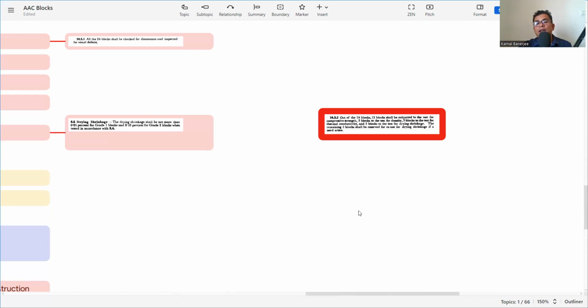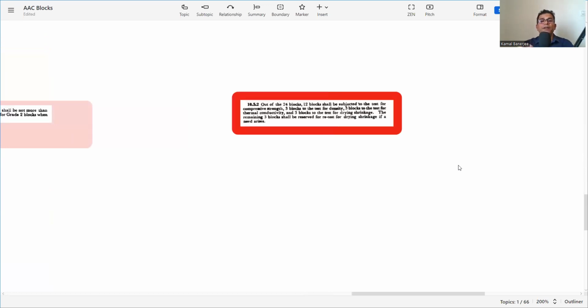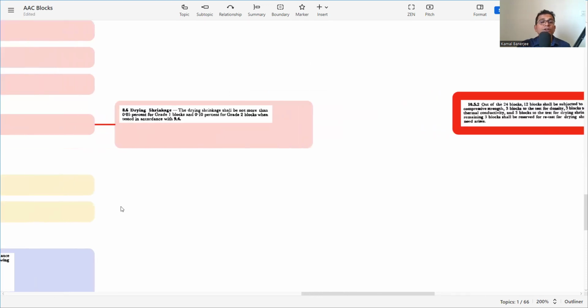So we have 24. Out of 24, we need to check 12 blocks for the compressive strength. And how many blocks will be tested for the density? 3 blocks to be tested for the density, 3 blocks for the drying shrinkage, and 3 blocks for the thermal conductivity. Now, 12 blocks for the compressive strength, 3 for the thermal conductivity, 3 for the drying shrinkage, and the remaining 3 blocks for the retest for drying shrinkage if it is needed at all. So these are the details about the testing for the 24 blocks.